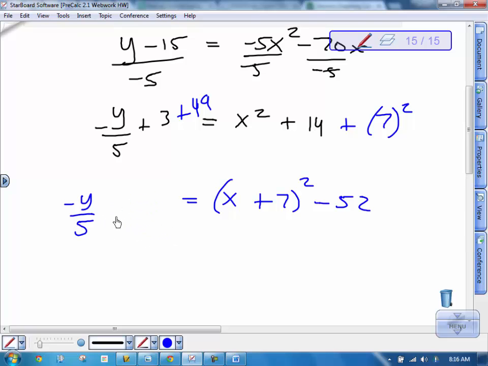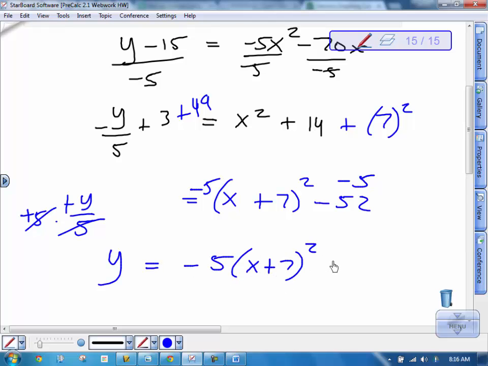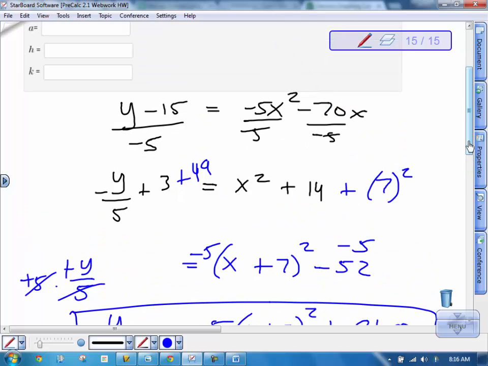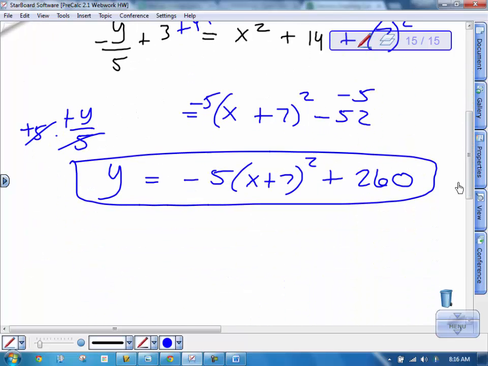And then I can also multiply through by -5 now. That cancels the negative and the 5, multiply through by -5. Don't forget to do it to both terms. So your final answer is y equals -5 times x plus 7 squared plus 5 times 52, which would be 260. There is my parabola in vertex form now, where I know what a, h, and k are.